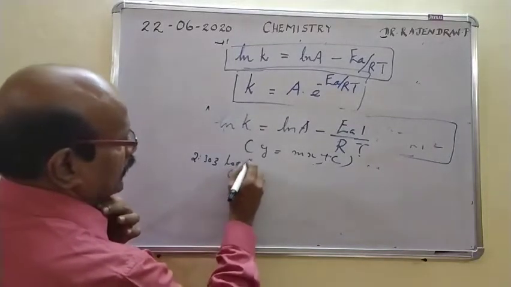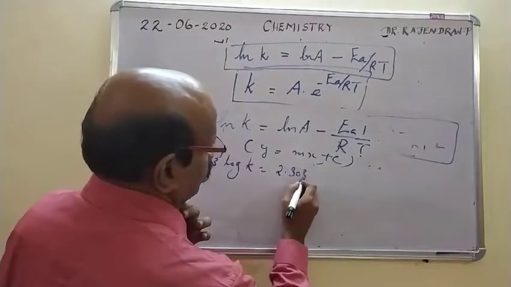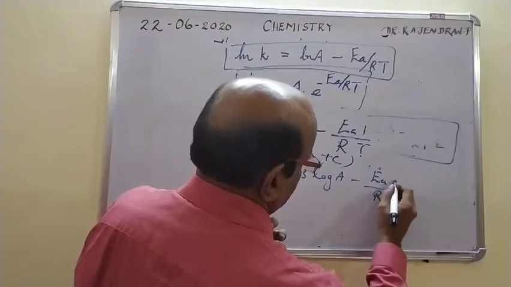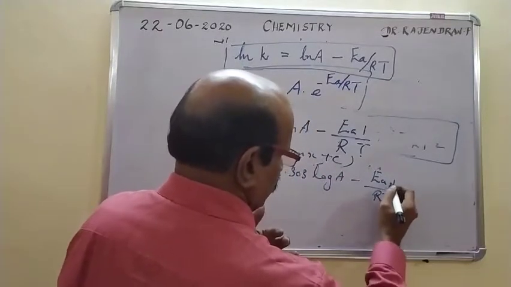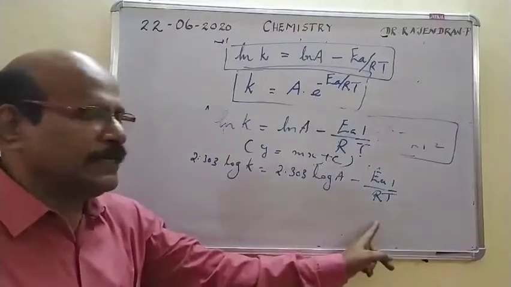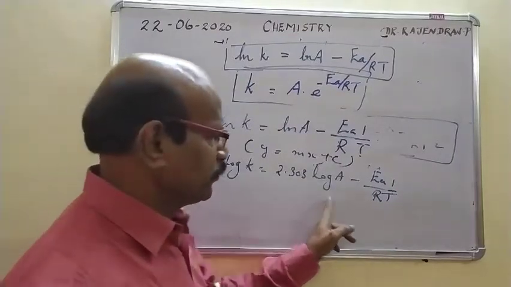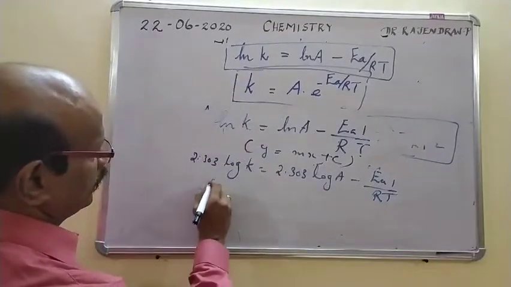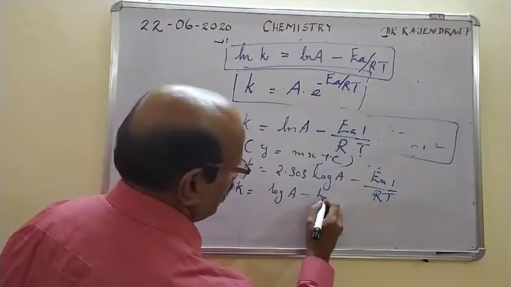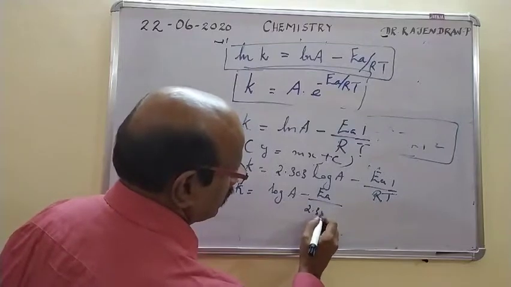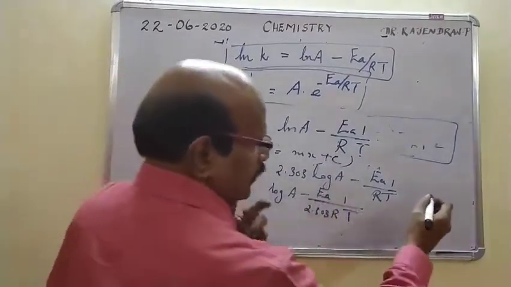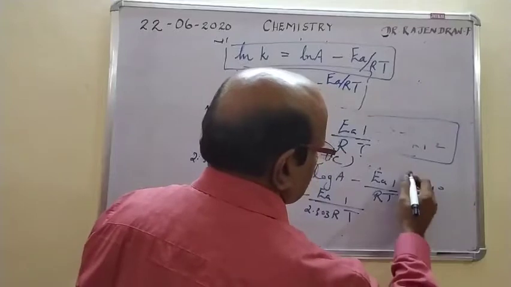Okay, and you convert it into logarithmic form, that is 2.303 log k is equal to 2.303 log A minus Ea by R into 1 by T. Only for convenience I am putting 1 by T. Then divided throughout by 2.303. 2.303 കൊണ്ട് ഫുള്ളായി ഡിവൈഡ് ചെയ്യുമ്പോൾ we have the equation log k is equal to log A minus Ea by 2.303 R into 1 by T, where T is in Kelvin, absolute, T is in Kelvin.